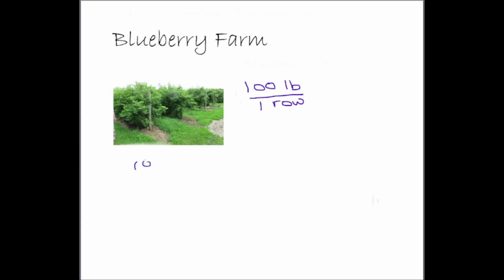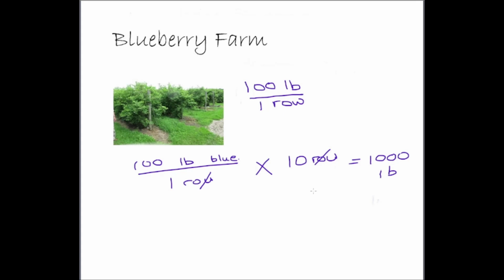Well, that's a pretty easy calculation. If you get 100 pounds of blueberries in 1 row, per 1 row, then we just multiply by 10 rows. And you know from algebra that the rows will cancel, and you get 1,000 pounds of blueberries. Okay, I think that's a pretty easy concept and a pretty easy calculation. So now let's go to a more lab setting.